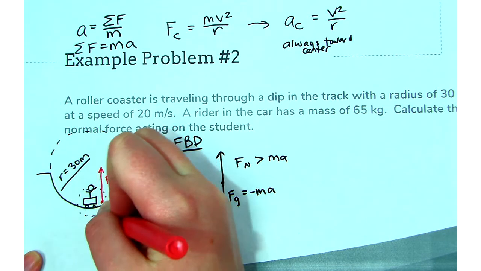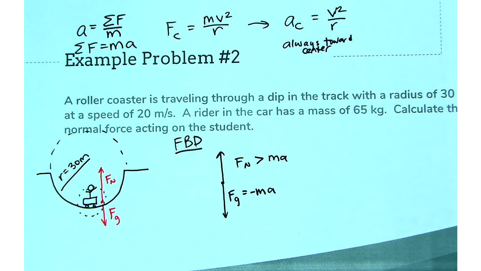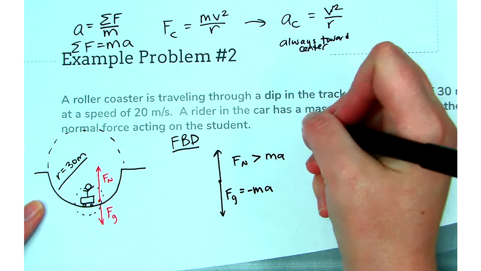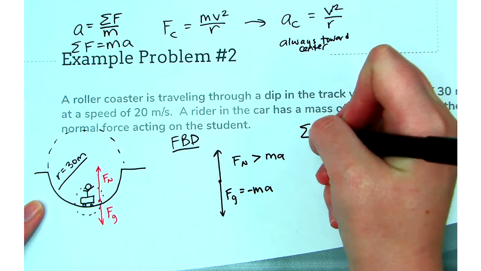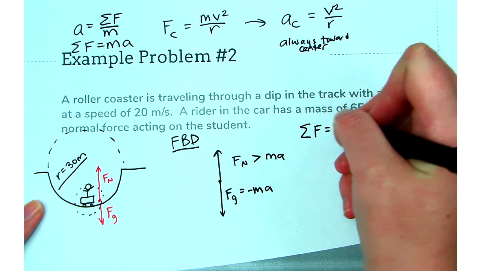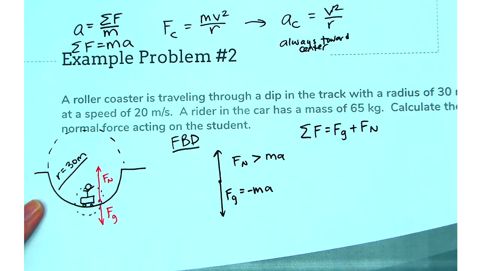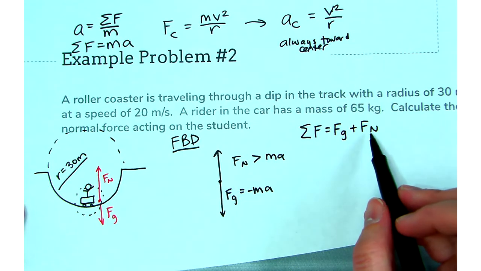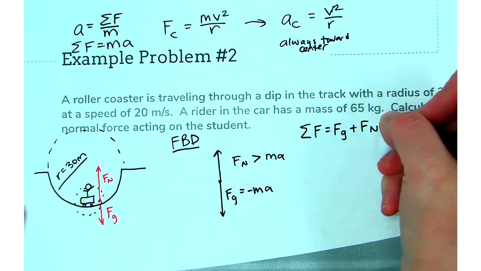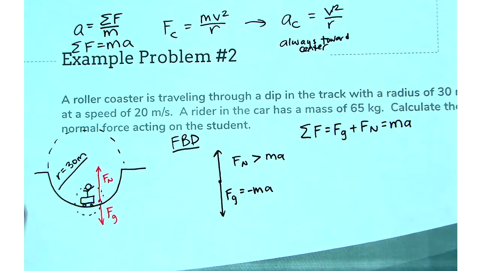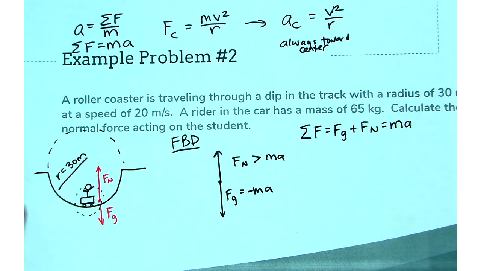All right, so continuing on with solving our problem, we're going to set up our sum of the forces equation as usual, right? So I have force of gravity plus the normal force. I'm looking for the normal force, so I'm eventually going to be solving for this. And this is going to be equal to mass times acceleration. But am I going in a straight line? I'm not going in a straight line. So this is actually going to be mass times my centripetal acceleration.